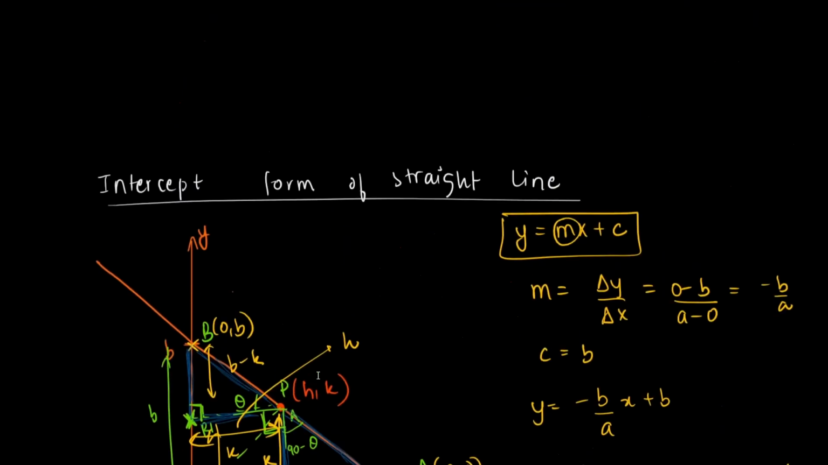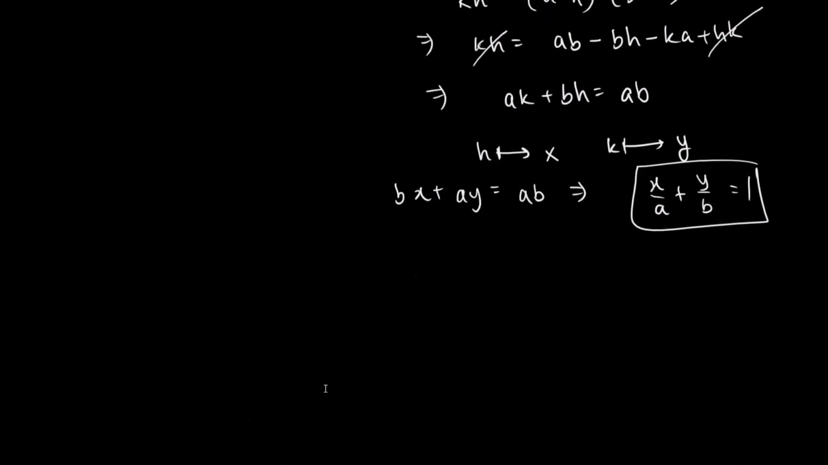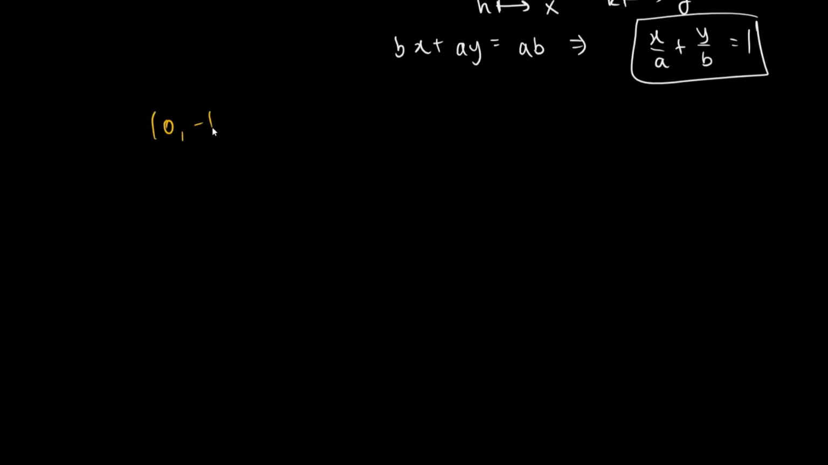In totality, the only thing that you need to take away from this video is the equation of a straight line that, let's say, passes through the points 0, -1 and -2, 0. The x-intercept is -2 and the y-intercept is -1, so the equation is x upon -2 plus y upon -1, and this is equal to 1. So there.